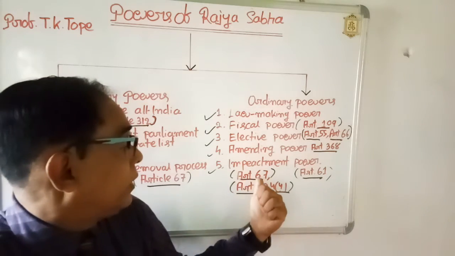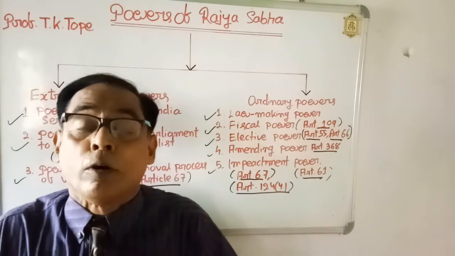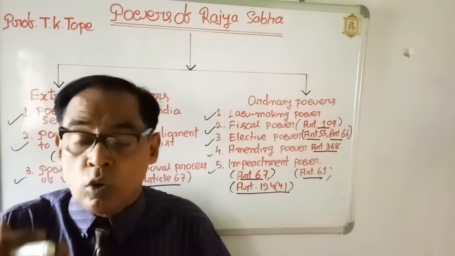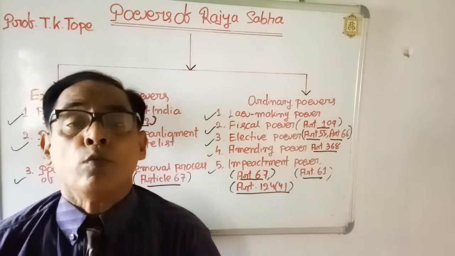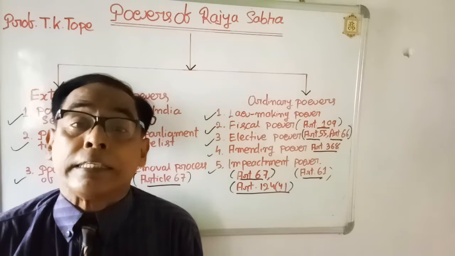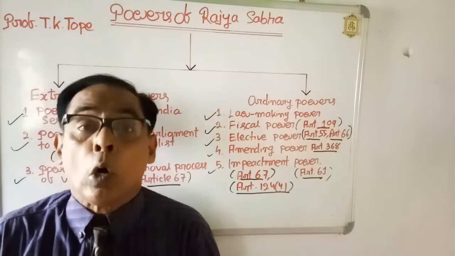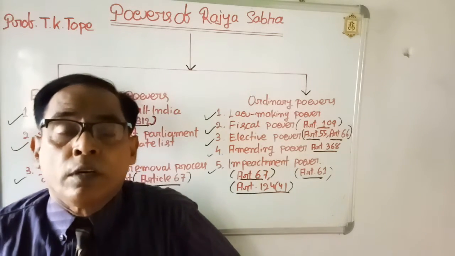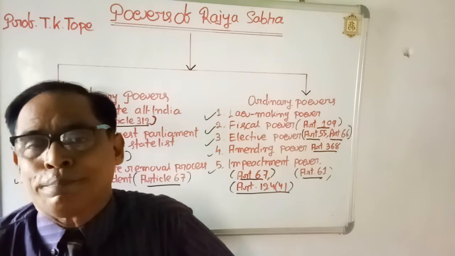Again, when under Article 67 the Vice President of India has to be removed, at that time also, the initiation for the removal of the Vice President starts in the Rajya Sabha, and in the removal of the Vice President, both the members of Lok Sabha and Rajya Sabha participate. Again, whenever the judges of Supreme Court and High Court have to be removed under Article 124 Clause 4, both the members of Rajya Sabha and Lok Sabha participate.